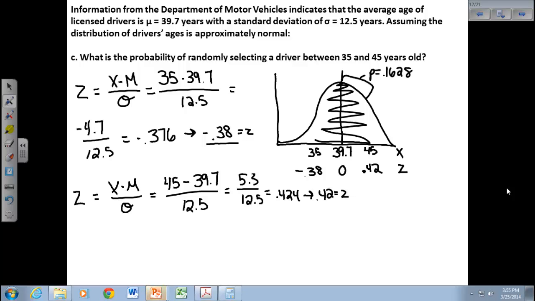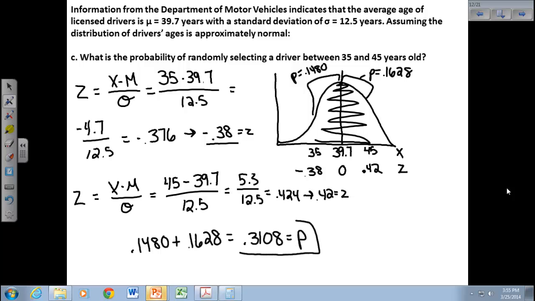0.1628. And then the proportion between the mean and z of 0.38 was equal to 0.1480. And 0.1480 plus 0.1628 gives you 0.3108. And that is your final answer. So 31.08% of drivers are between 35 and 45 years old.